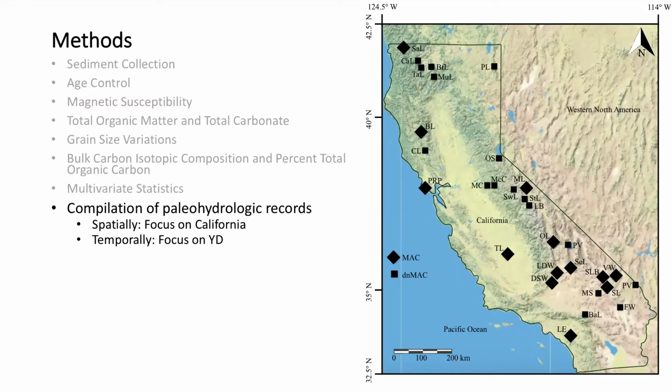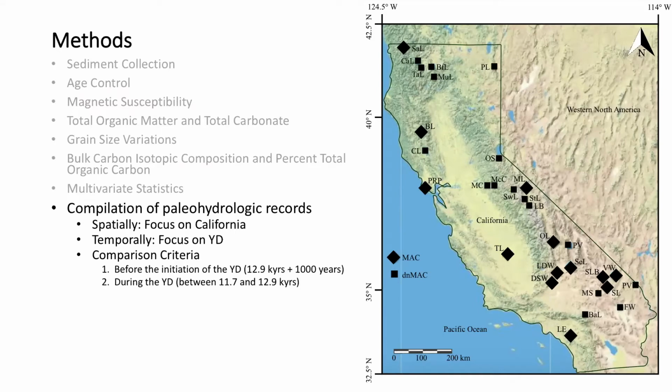Temporally, we focus on the Younger Dryas, and we also have criteria for comparison. At a minimum, sites must have 3 age control points: 1 before the initiation of the Younger Dryas, 1 during the Younger Dryas, and 1 age control point at the end of the Younger Dryas, or 1,000 years later.